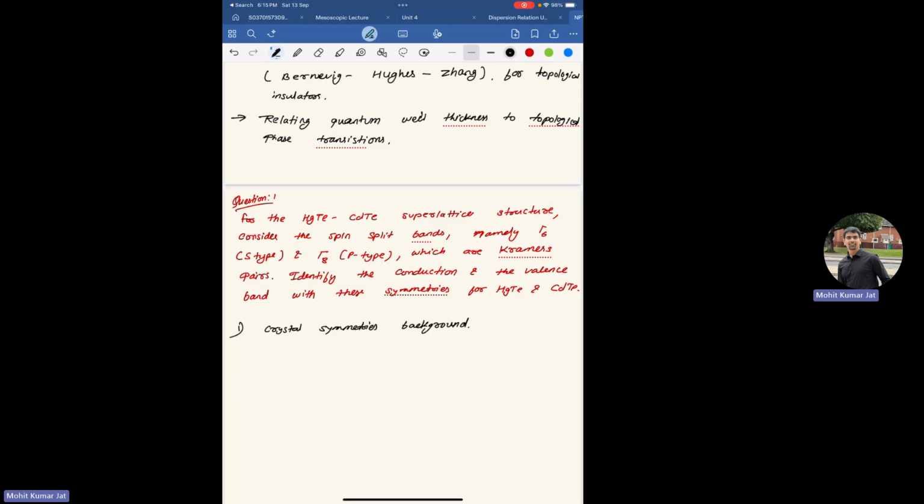Both cadmium telluride and mercury telluride crystallize in zinc blende structure, which is face-centered cubic, FCC, with 2 atoms per basis.